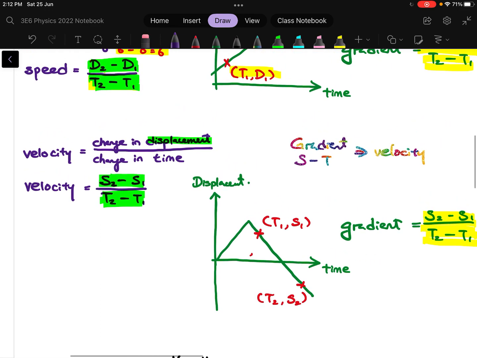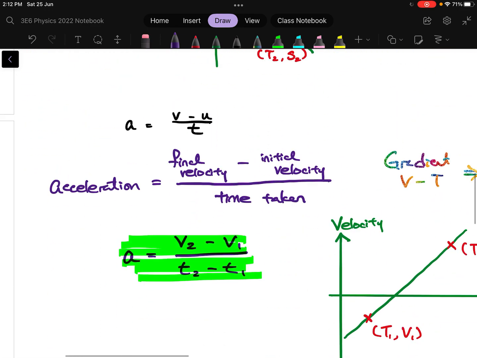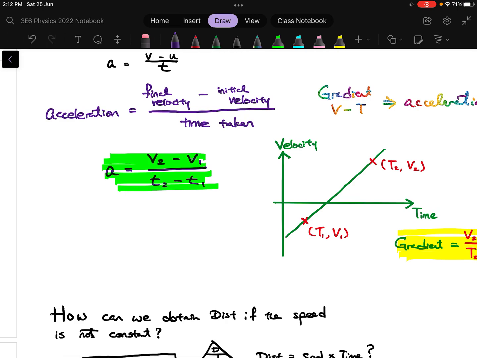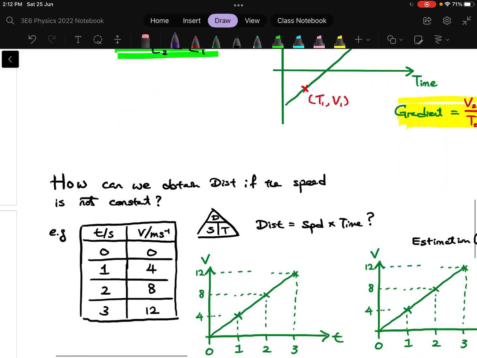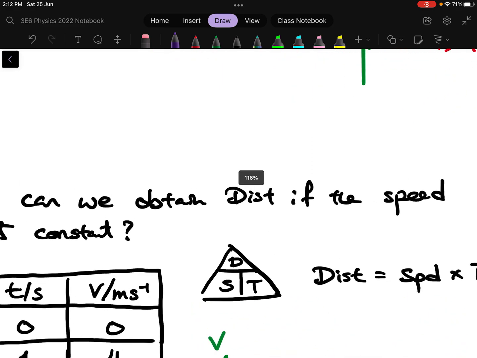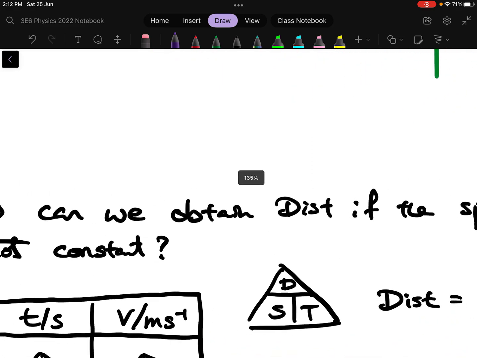Can I obtain other things from a velocity time graph? Well, let me challenge you to think a little bit further. What if now I have an object that is moving at a speed that is rising? How can I obtain the distance traveled by this object?